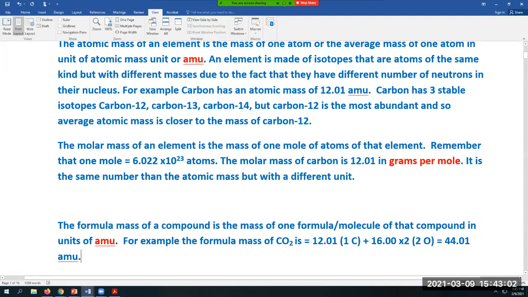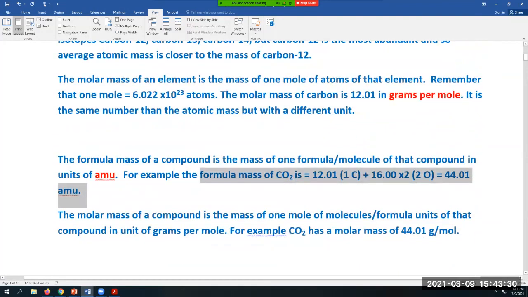For example, the formula mass of CO2 is 12.01 AMU plus 16.00 for the oxygen times 2, because you have 2 oxygens per carbon in that formula. And so it's 44.01 AMU. So it's the mass of one formula, and it's in units of AMU.